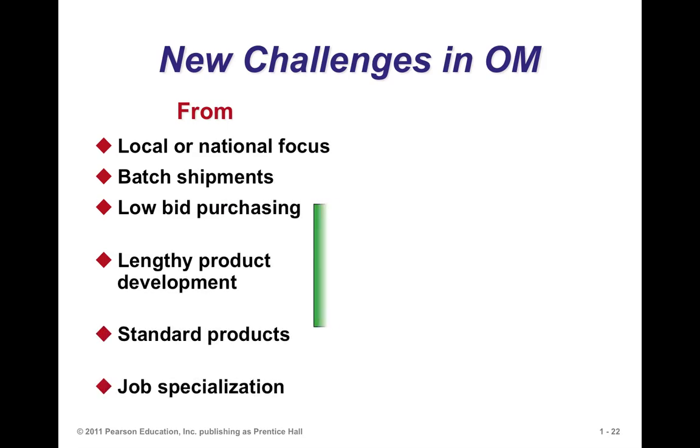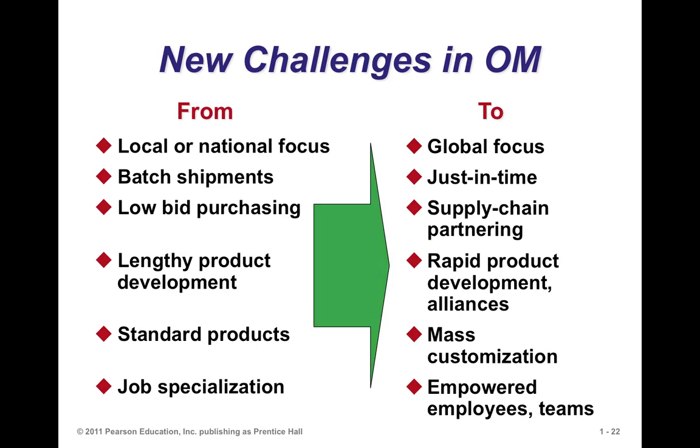Of course, with the field of OM, there are challenges, and we've seen challenges over time. Do we just stay national or do we go global? Do we produce in large batches or small batches? Do we just go for the lowest cost supplier, or do we create partnerships with suppliers? Do we want to take 5-10 years to design a product, or do we want to design in 6 months? And then do we standardize everything, or do we say, oh no, we could create some flexibility by using mass customization?